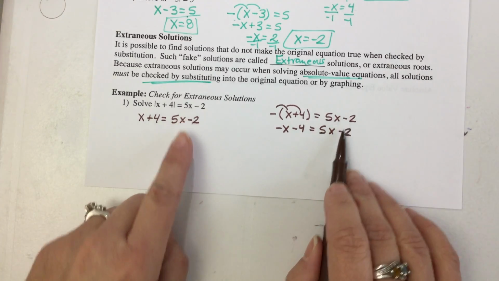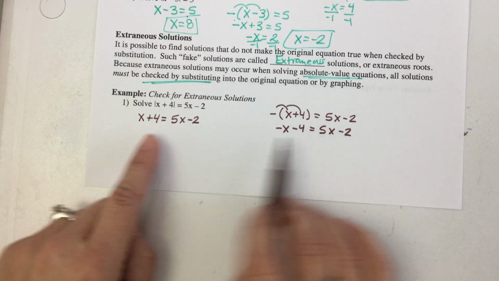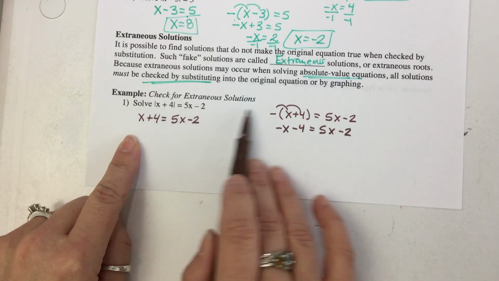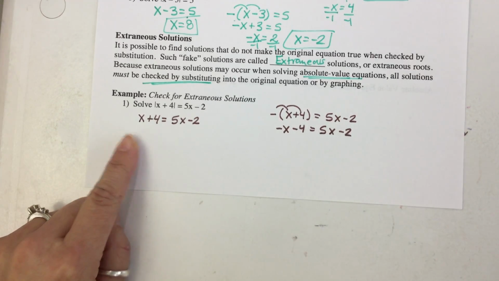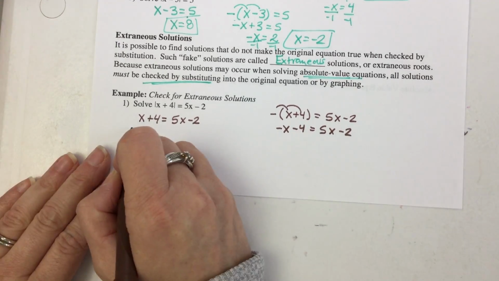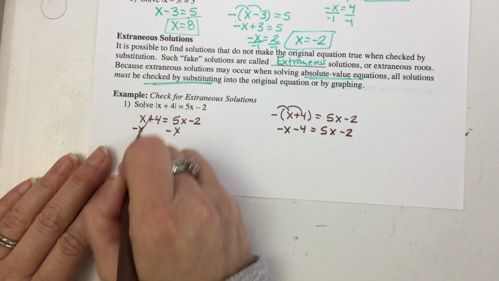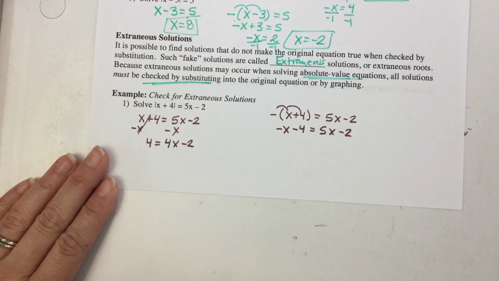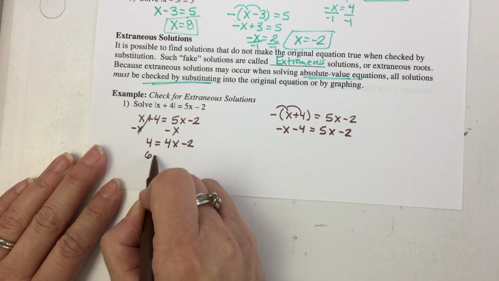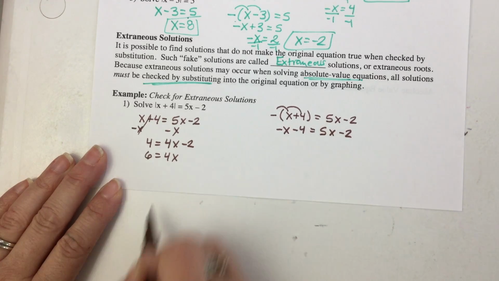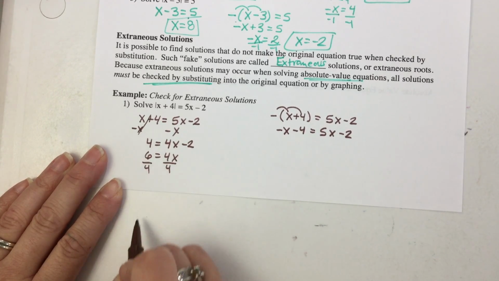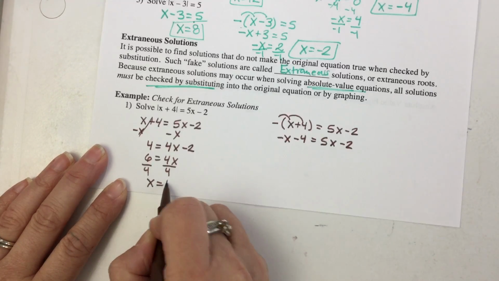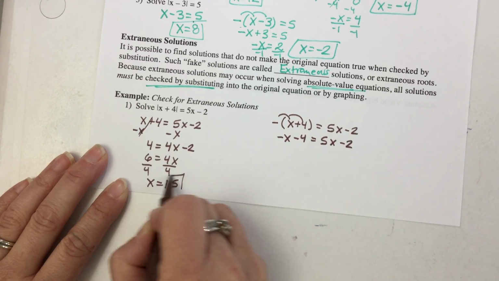Notice the 5x minus 2 did not change for either. What happened is I kept this positive, I'm going to the right. I made this negative because I'm going to the left. You cannot have x's on each side. So if I minus an x, I would have 4 equals 5x minus x is 4x minus 2. If I add 2, I would have 6 equals 4x. If I divide by 4, 6 divided by 4 is 3/2 or 1.5.